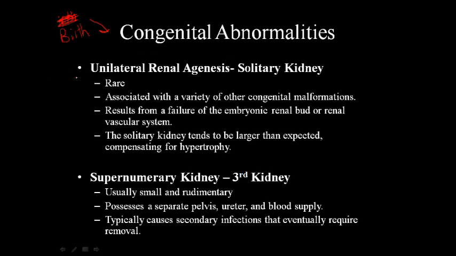We have unilateral renal agenesis, and as the name implies, uni means one, and so we have one kidney, and that's what it actually is, a solitary kidney. I notice that it's very rare, so that's something that you're going to notice right off the bat. And it's associated with a wide variety of other congenital malformations, and it results from a failure of the embryonic renal bud or renal vascular system. So basically, the kidney just doesn't develop.